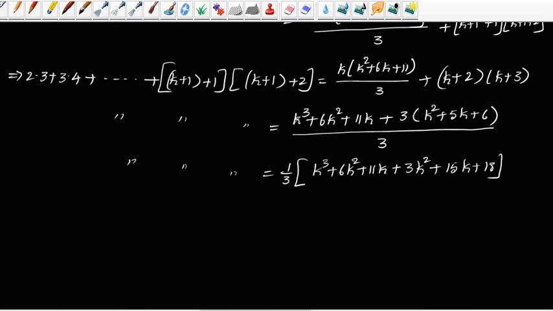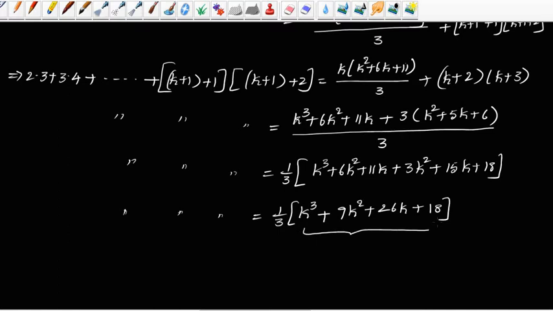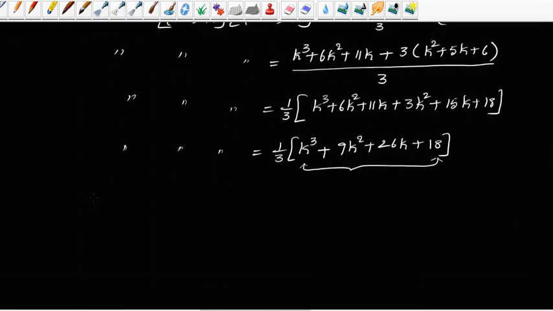Simplifying this one again. Okay, and we get this one. Now taking this polynomial, we have to find the factors of this one. Now consider this polynomial k cube plus 9k square plus 26k plus 18. It can be considered as f of k, because this is in terms of k.